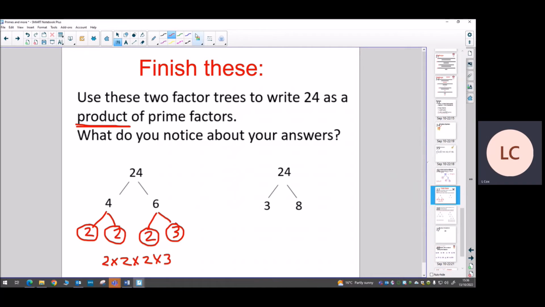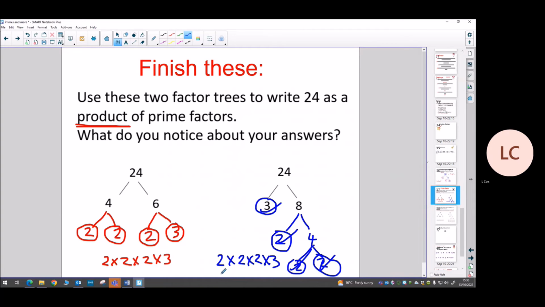Do you notice that even if I do 24 in a different way, it will still be the same thing? That's 2 times 4, and that is 2 times 2. So it doesn't matter, actually, which way you put these numbers. It's still 2 times 2 times 2 times by 3, because I've got a 2, a 2, a 2, and a 3. So that's the answer to 24 as a product of prime factors.